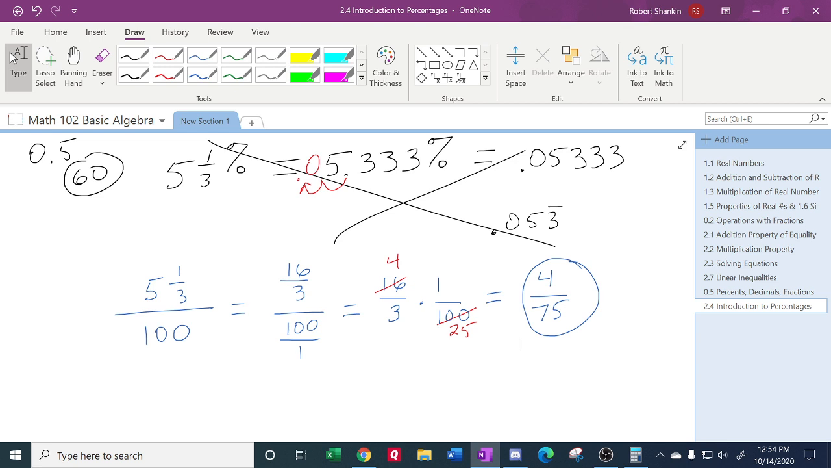Anything else? Number 55. 0.5, number 55.